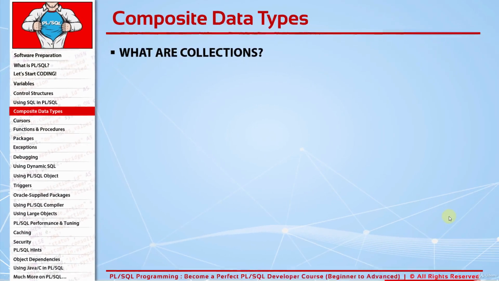Hi, in this lecture I will explain what collections are and give you a brief explanation of the different types of collections. As we already learned, composite data types have two main types: records and collections. We said that records are just like a row in our table, a box that has many variables in it, but with only one row. We already learned what records are and how to use them.